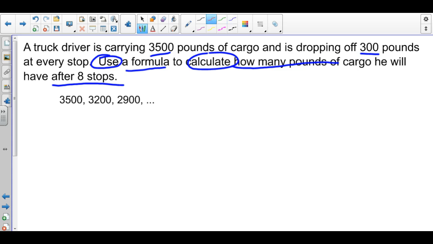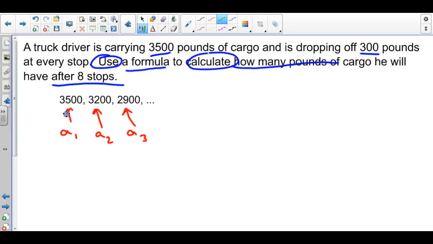So what I do is give you the first couple numbers that he has here. This would be called A1. Now that it's arithmetic, we're going to use A's instead of G's. So after 1 stop, he loses 300 pounds. So after 1 stop, that is his second term. And after 2 stops, he has 2,900 pounds, and that's his third term. If you want, what you can do is pause this video, work ahead a little bit, and see if you can calculate how much he will have after 8 stops, or just keep watching the video.